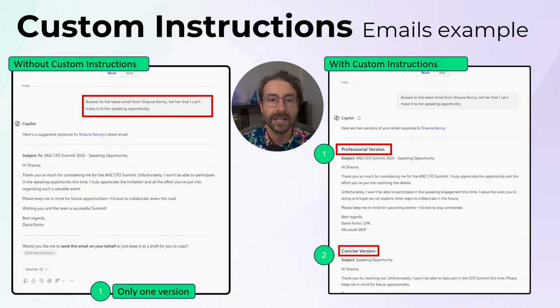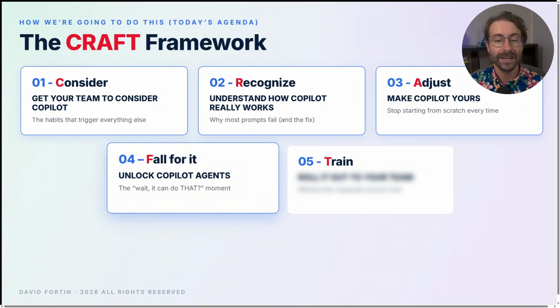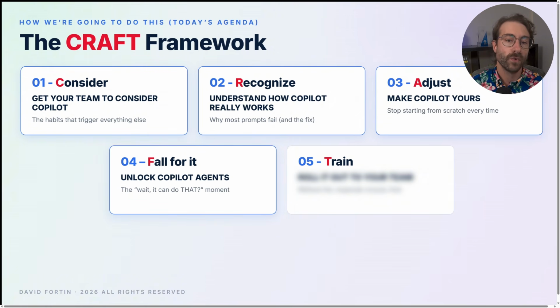Tell your team they can set up their custom instructions. It's a very huge win. So make sure they adjust their Copilot. Then, file for Copilot. I think that's very important, and you can do agents with the free version of Copilot. So I want your team to file for Copilot by unlocking agents, and that's a very complex word.